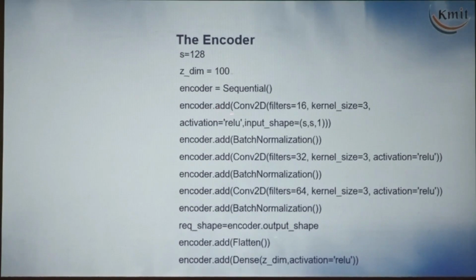Encoder dot add of Conv2D of, I am adding 16 filters. You please think, one image, I am giving one image. How many features are generating? 16 features. 16 images are generating. For one image input, I am generating 16 features.